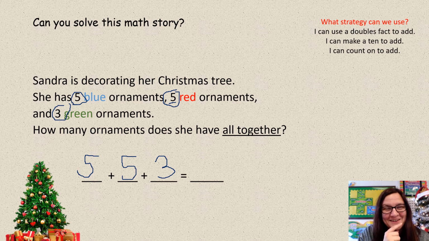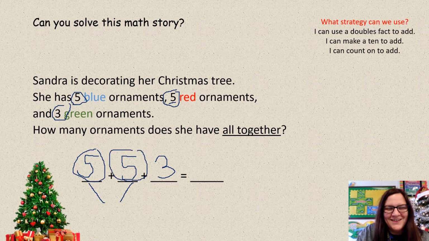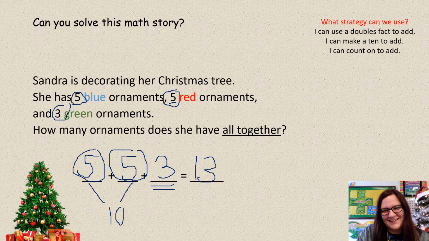Oh, I think someone said make a doubles fact. You're right. We see a doubles fact. 5 plus 5. So what is 5 plus 5? It's 10. Good job. Now we're not finished, remember, because we have to add the third addend. 10 plus 3 equals 13. Good job. Very good, guys. Excellent.